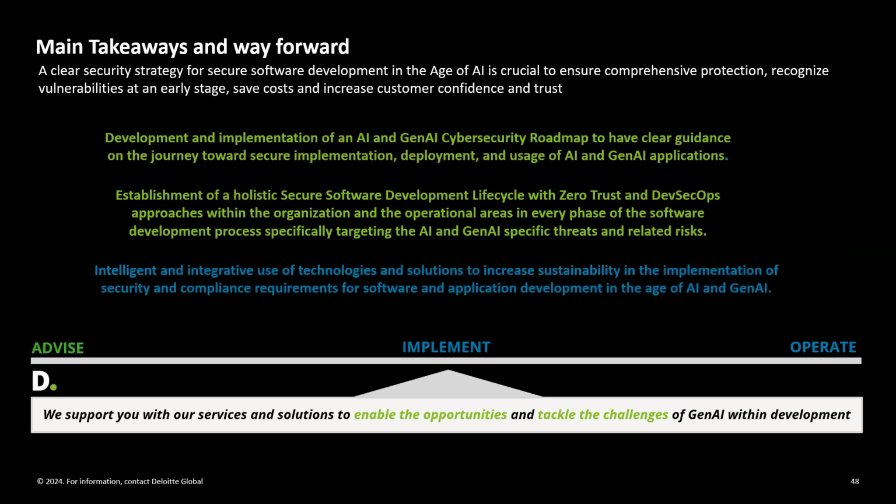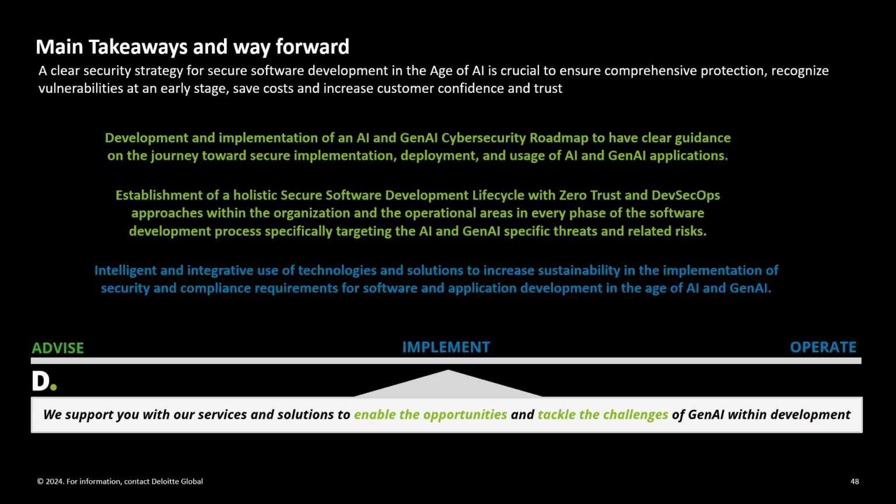So, the main takeaways and the way forward. I think it's essential, and hopefully we made that clear, to have a really dedicated security strategy specifically for secure software development, and in that sense also in the age of AI. This ensures that protection needs are recognized and that the confidence and trust in applications using these models, AI solutions, and APIs is growing, because people can rely on the output and on the answers. So we divided it more or less into three main takeaways.